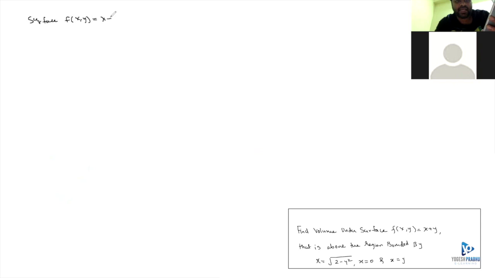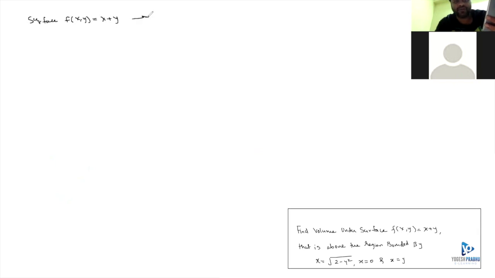X equals 0. What is that? YZ plane, right? It's going to be the first quadrant? Not really the first quadrant. See, first let me write down the bounds. Okay, so volume of surface. What is the surface? F of x comma y equals x plus y, right? Above the region bounded by.